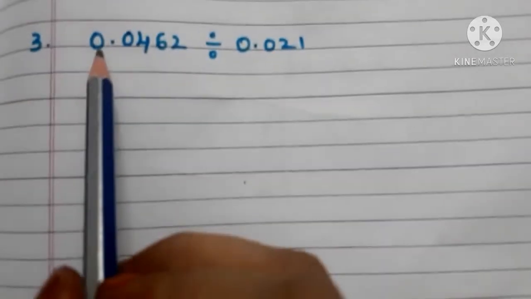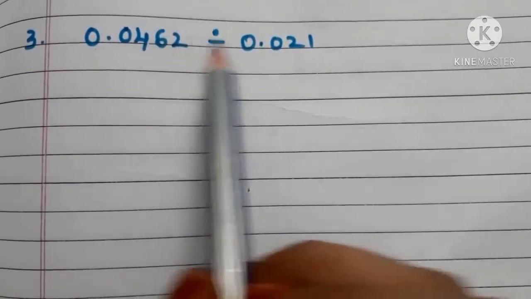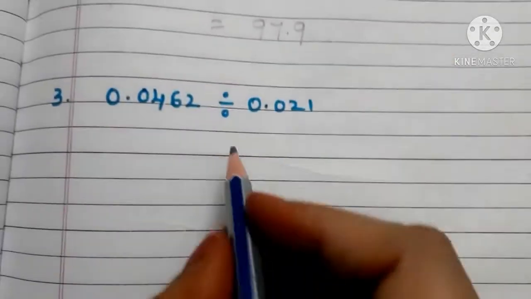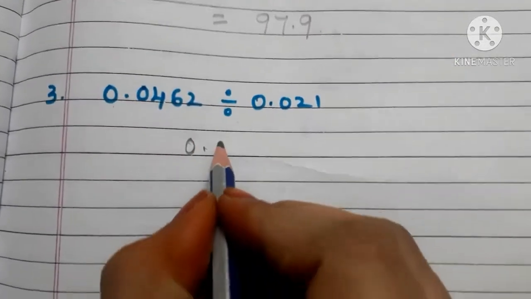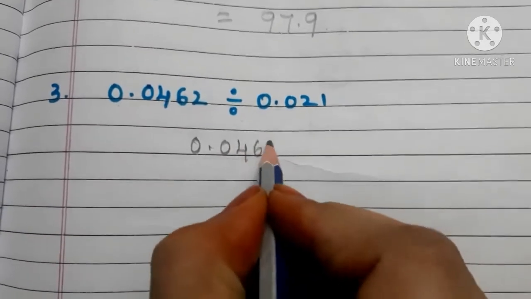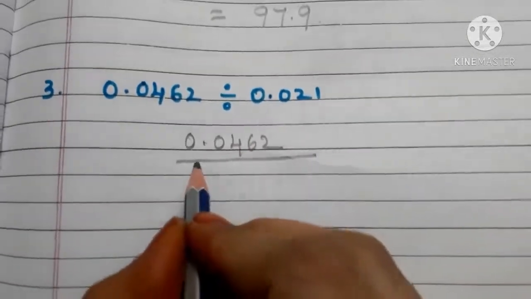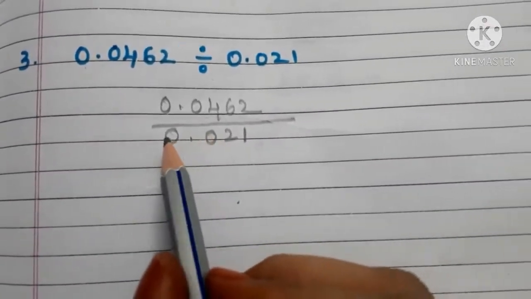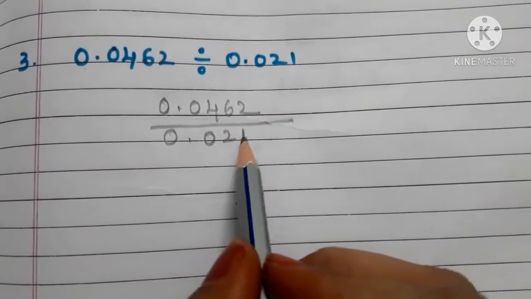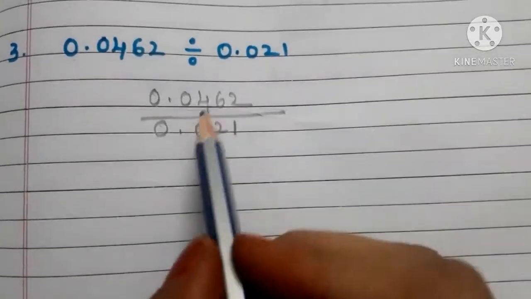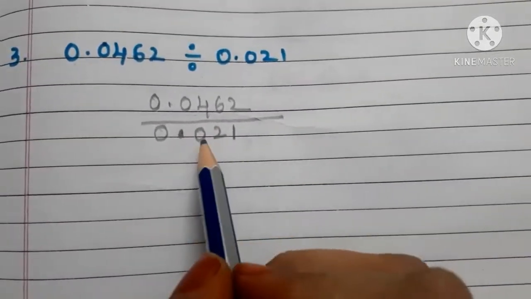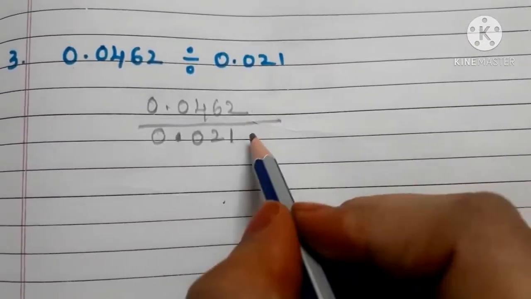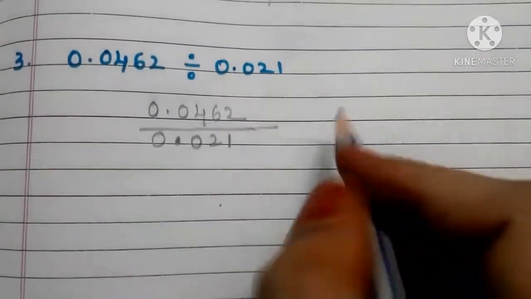Here we have 0.0462 divided by 0.021. Okay, first we write like this, 0.0462 by 0.021. Now we have to make 0.021 as a whole number. Here decimal point after 3 digits are there. So we have to multiply the numerator and denominator with the number 1000.